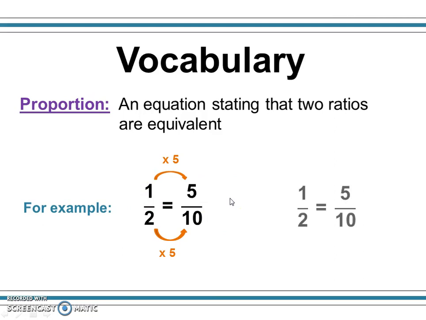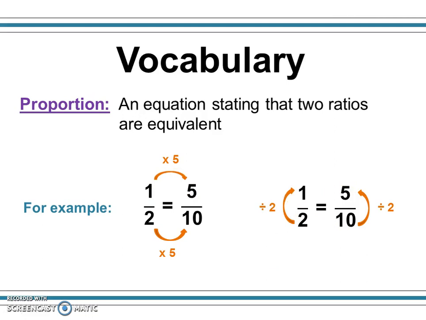Similarly, we can take that same proportion and look for a vertical relationship. So within that one ratio, is there a relationship between the numerator and denominator? For example, I could say 2 divided by 2 is 1, and 10 divided by 2 is 5. So again, there's a horizontal relationship and a vertical relationship.